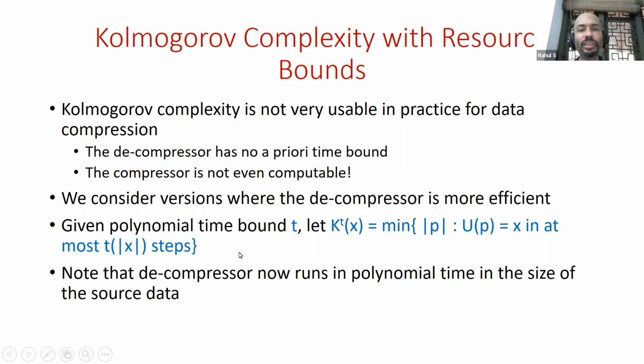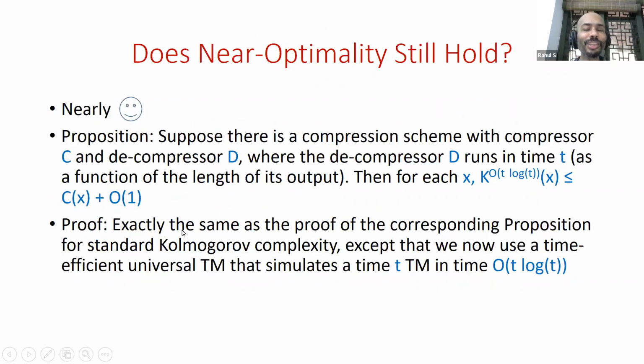Now if you look at the corresponding compression scheme, the decompressor runs in polynomial time in the size of the source string. P is a compressed representation, and the decompressor runs U to produce x in time at most t of size of x. So that's quite efficient. Okay, that's nice. But how about this optimality property? Do we still get near optimality with respect to some class of compression schemes? Well, it almost holds. In a sense, it's quite satisfactory.